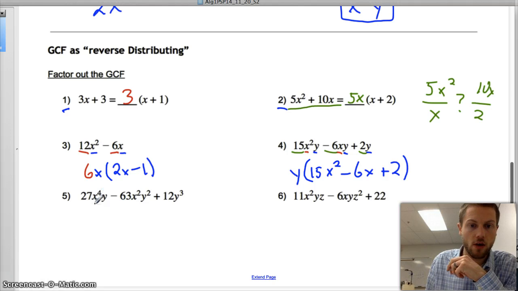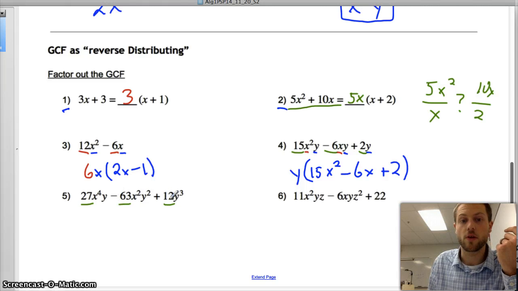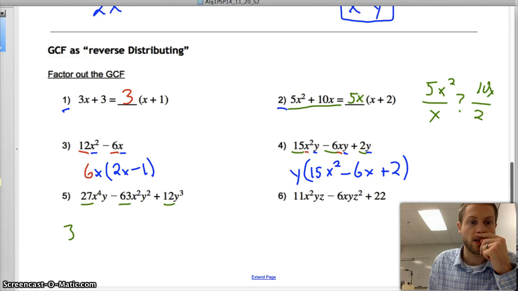All right, let's see, number 5 here. Let's do this one together. I'm going to go a little bit faster now. So I've got a 27, a negative 63, and a 12. The greatest common factor could take a little bit longer now that I've got all these bigger numbers here. And so I'm thinking to myself, okay, well, a 9 goes into 27 and 63, but it looks like a 9 doesn't go into 12. So I'm going to have to say that 3 is going to be my greatest common factor out of my integers.